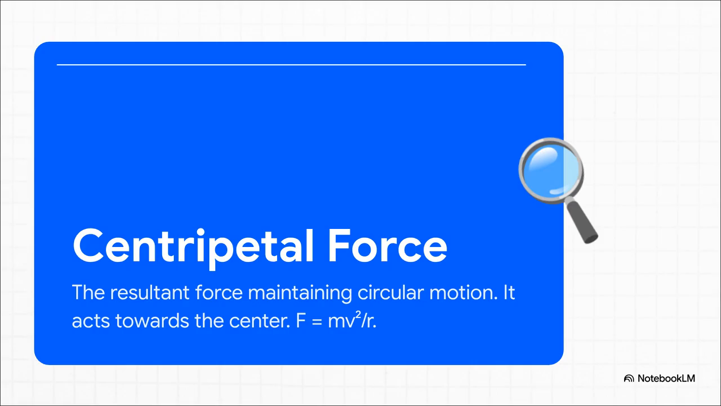And you know the rule from Newton's second law. If there's an acceleration, there has to be a force causing it. In this case, that's the centripetal force. It's the force that's always pulling the object in, towards the center of the circle, keeping it from flying off in a straight line. It's just the mass of the object times that centripetal acceleration we just talked about.